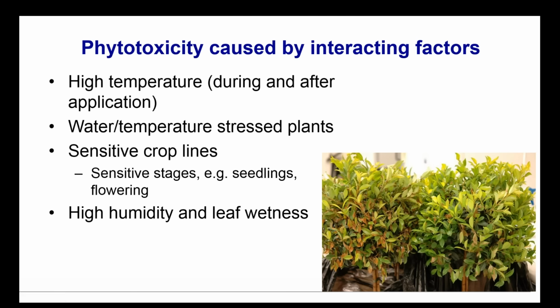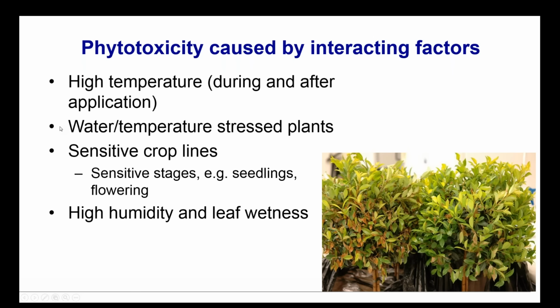Okay, so phytotoxicity, as you probably are aware, can interact with other factors and cause a more severe reaction. So if you apply a product at high temperature, most people are aware, raise your hand if you can, high temperature and putting on a fungicide or a pesticide is a recipe for phytotoxicity. And the same with water-stressed plants. Yep, thank you.